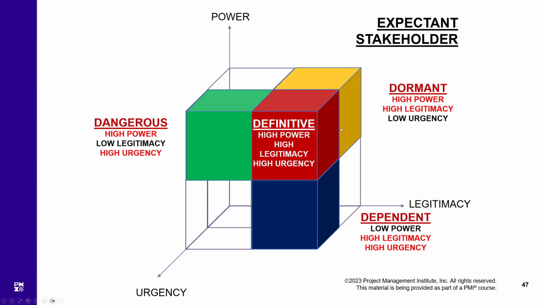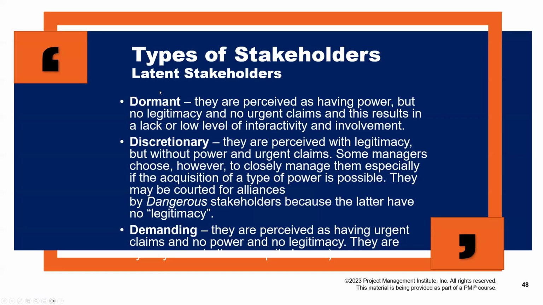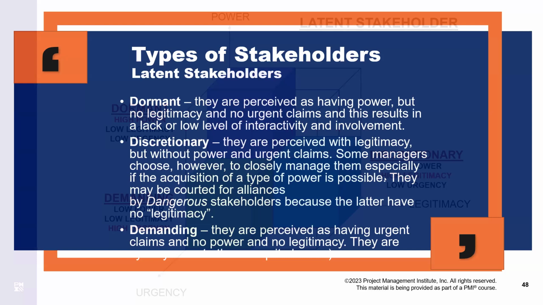Now we have got four cubes covered, four smaller cubes covered. There are other four cubes which we have to discuss, and they are all at the back. Let us see. Those which are high in only one area are called latent stakeholders, and they are dormant, discretionary, and demanding. Let us look at them.